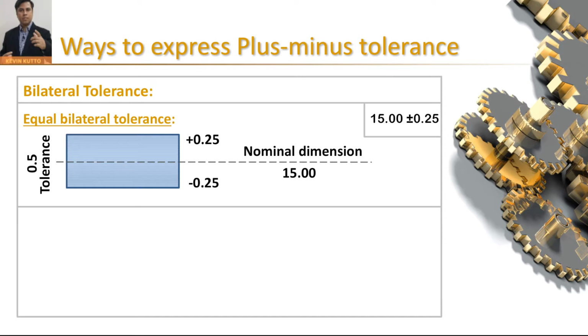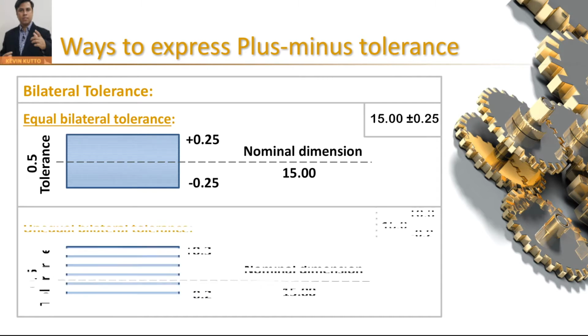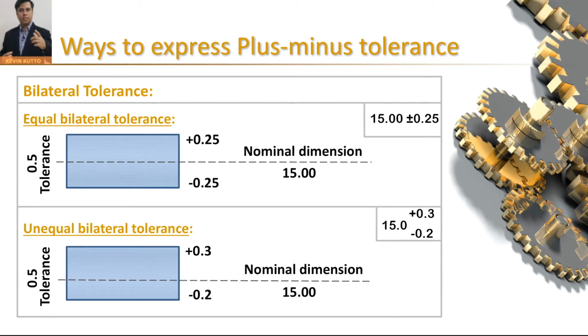The first type is equal bilateral tolerance. So if you see in this figure, I have 15 plus minus 0.25. My dimension varies equally in both directions of the nominal dimension. That's why it is called equal bilateral tolerance. The second way is unequal bilateral tolerance.